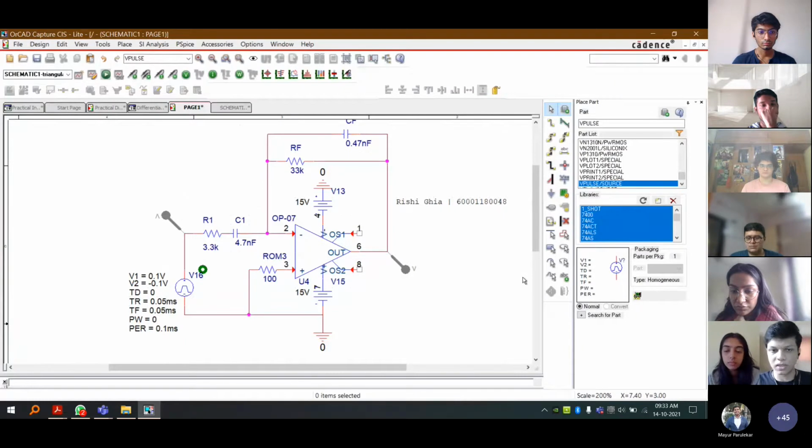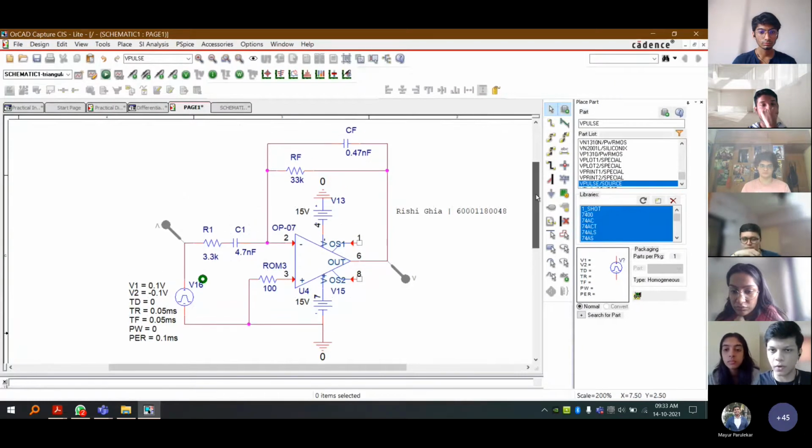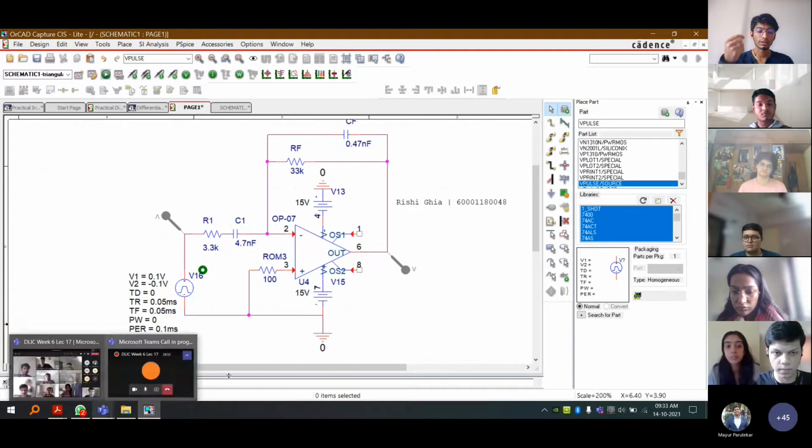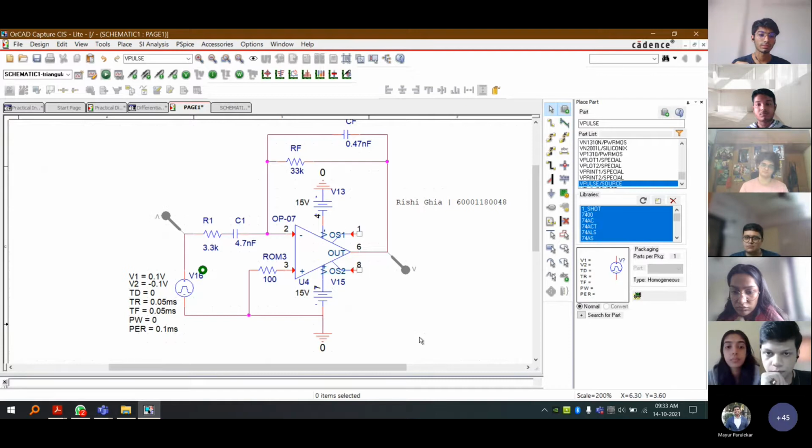Okay, so I hope everyone has understood the triangular waveform. Are there any doubts with regards to this? Okay, I assume there are no doubts. Can you just explain the part where, why we're getting a sine wave instead of a square?